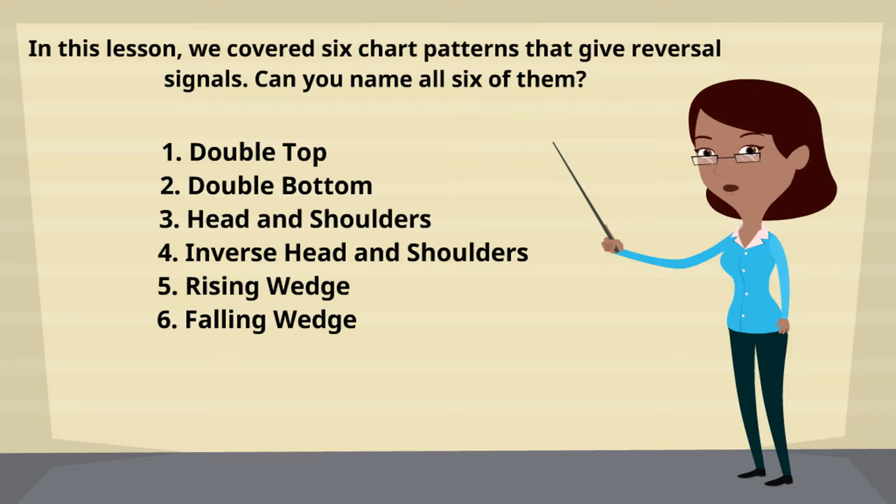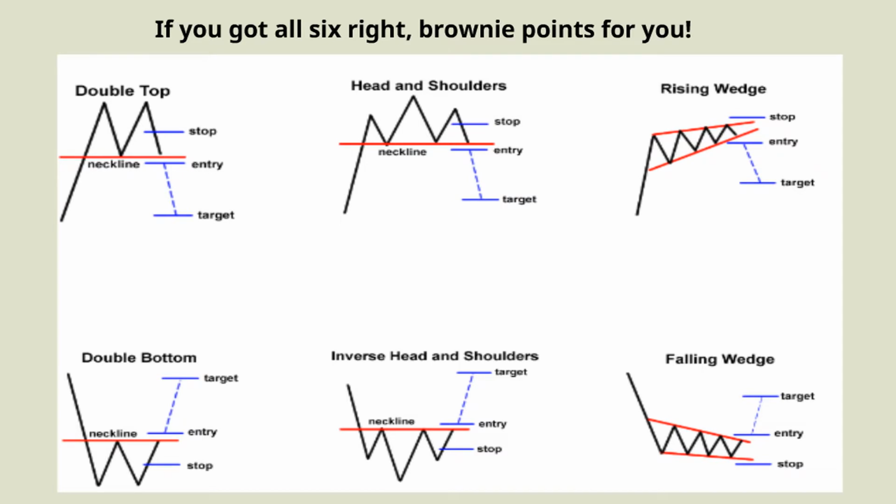1. Double top. 2. Double bottom. 3. Head and shoulders. 4. Inverse head and shoulders. 5. Rising wedge. 6. Falling wedge. If you got all 6 right, brownie points for you.